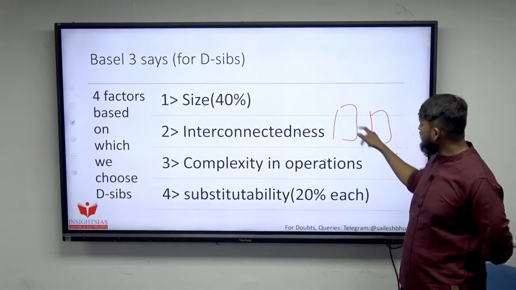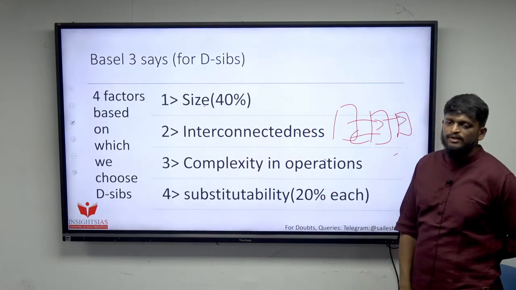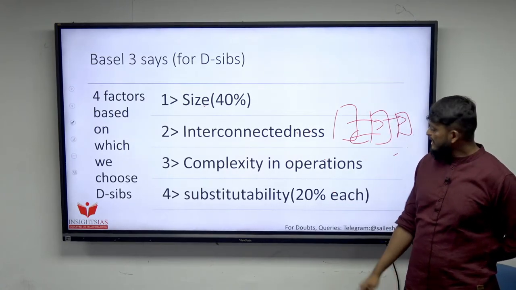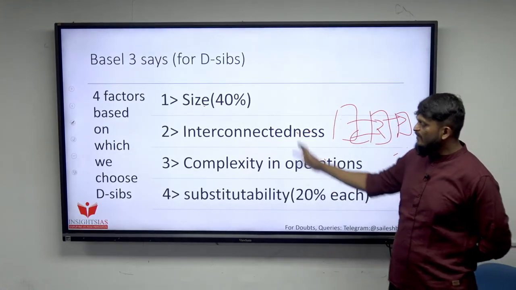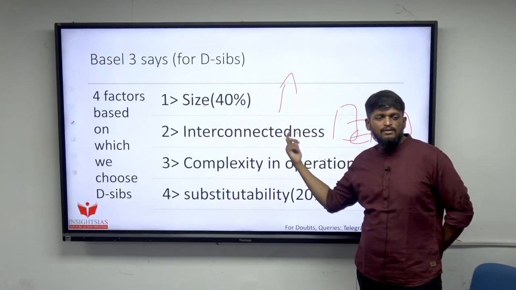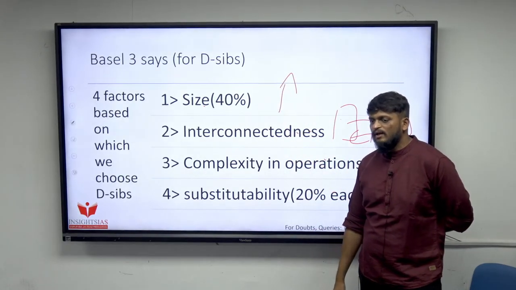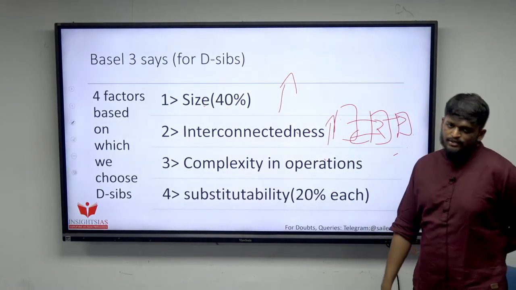Then interconnectedness, what does it mean? Interconnected means whether the banks have given loans between each other. The more the interconnectedness, what happens to risk? Risk increases, because if one bank fails, it will lead to spread of risk and failure of other banks. Even if size increases, what happens to risk? If a large bank fails, the risk is more than if a small bank fails. Interconnectedness increases, risk increases.